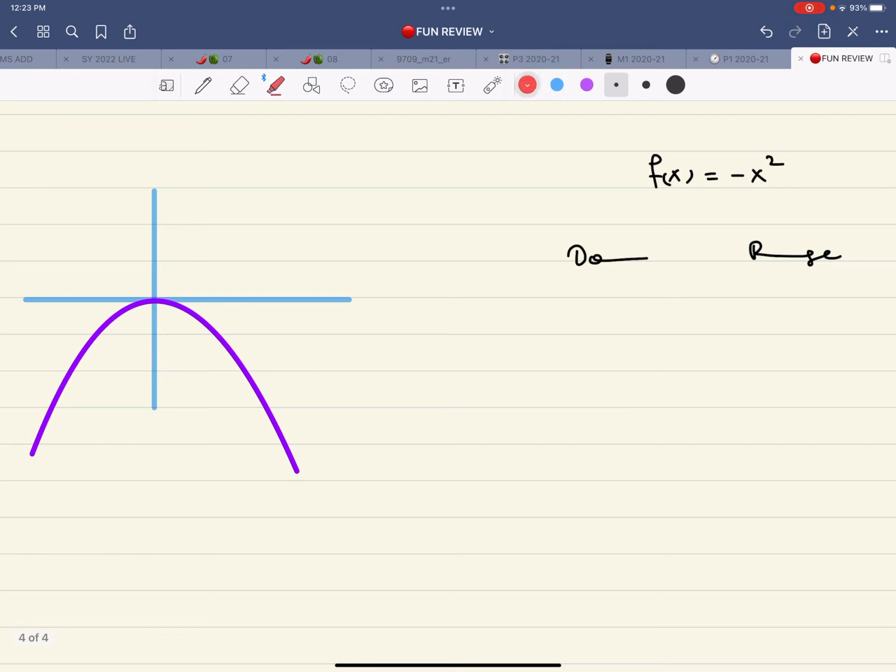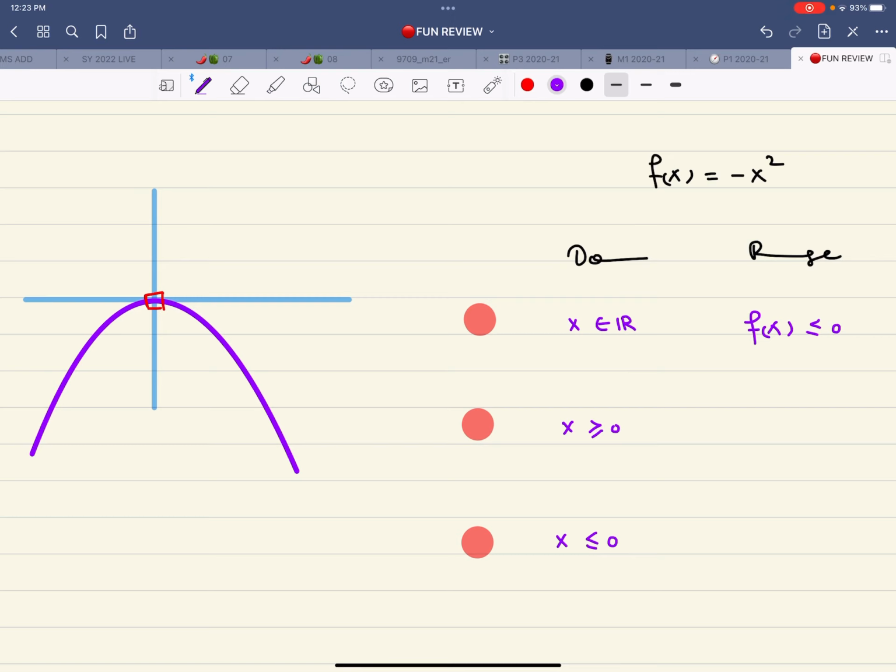And let me have three possible domains for this. The first one, x is an element of real numbers. Over here, the turning point is still (0, 0). To the right of the turning point, to the left of the turning point. All these three will give me the same exact range. What is the range? The range is f(x) is less than or equal to 0.